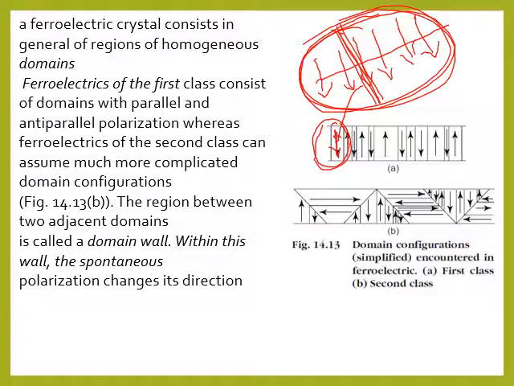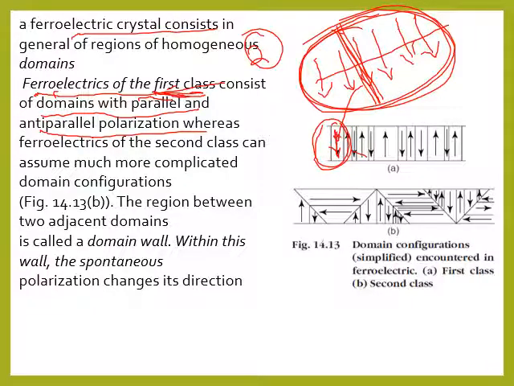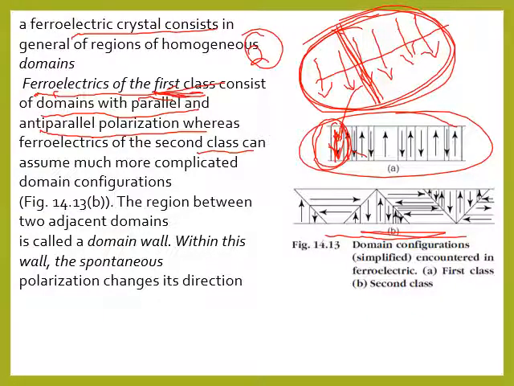So these small portions where the polarization of individual molecules is aligned are called domains. In a ferroelectric crystal, according to the domains, ferroelectric materials are classified into two classes. The first class consists of domains with parallel and anti-parallel polarization, meaning one domain is parallel and the other is anti-parallel, like this diagram A. Whereas this B is a ferroelectric of the second class.